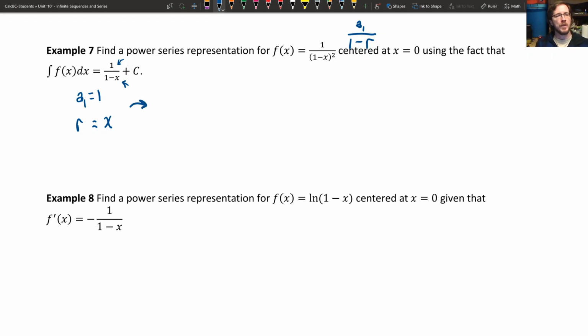Okay, so let's do that. The power series of the integral of our function starts off with a value of 1. We're just going to list the first couple of terms. We're going to multiply by x each time, so times x, times x, and so on. And that's just x to the n power. So that's our integral.